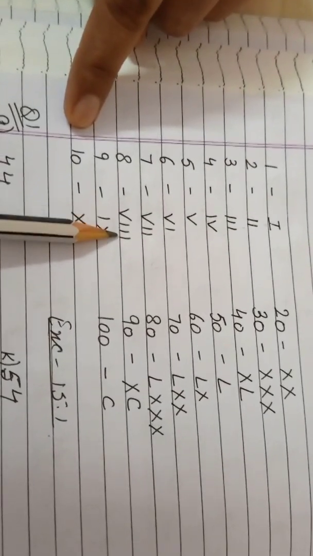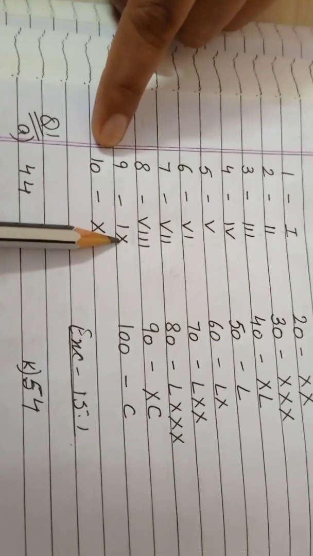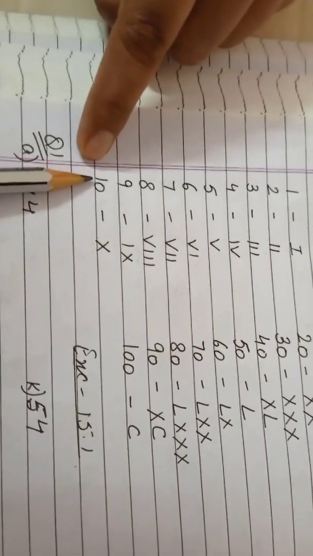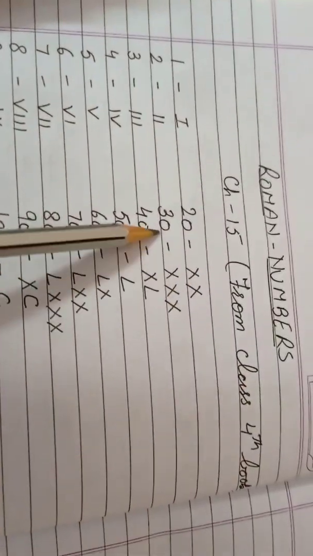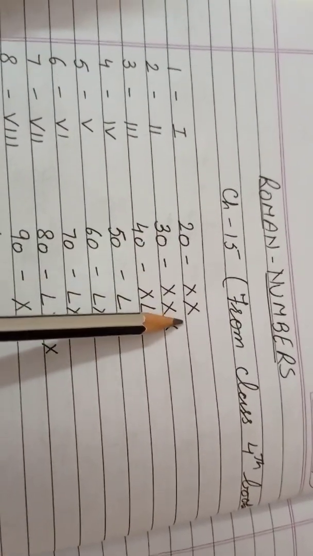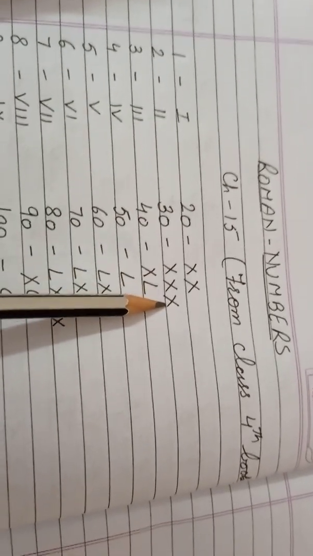Now we can't repeat 1 more than 3 times. Now how to write 9? 10 minus 1. And 10, how to write? Like this way. Clear? Now children, 20, how to write? 10 plus 10 is 20. 30, how to write? 10 plus 10 plus 10, 30.